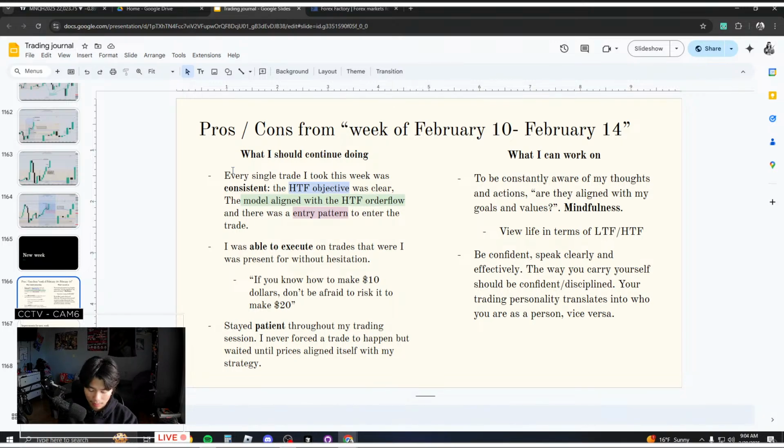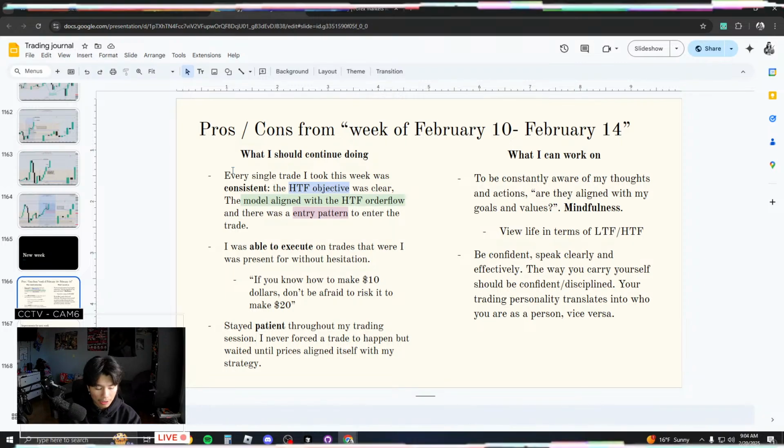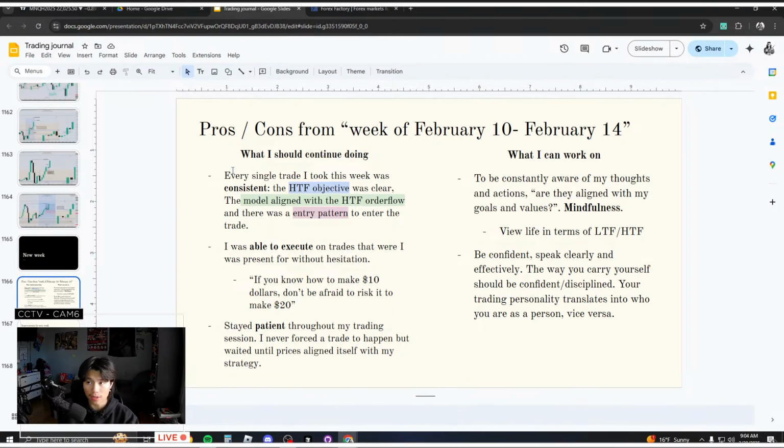Second, being able to execute. There are going to be times where my trade strategy is there, everything's met. I have my higher time frame objective, I have a model, and I have an entry pattern. All I have to do in that situation is press the button, right? I shouldn't care about whether the outcome is going to be a losing outcome or a winning outcome. That shouldn't concern me because that's not in my control. What is in my control, however, is how I actually execute.